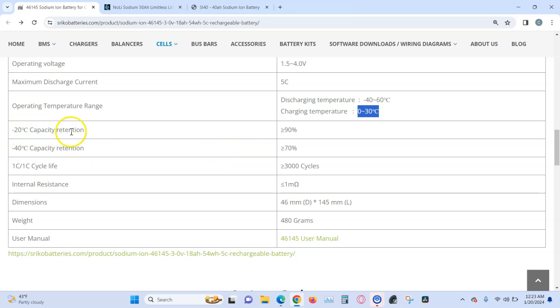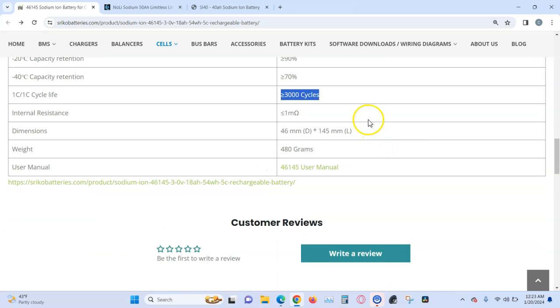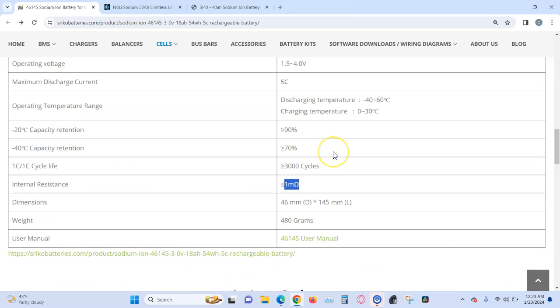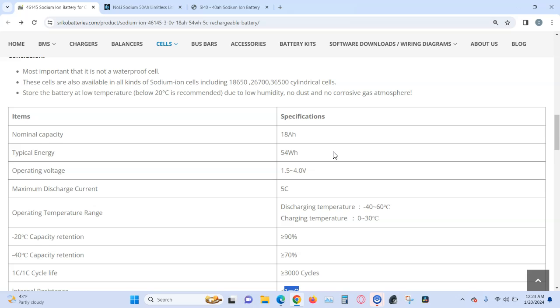That's your 20C capacity retention, some of this other stuff. Decent cycle life, 3,000 cycles. That's decent. That's not bad. An excellent internal resistance. And let's see, there's one other thing I would like to point out as a concern.